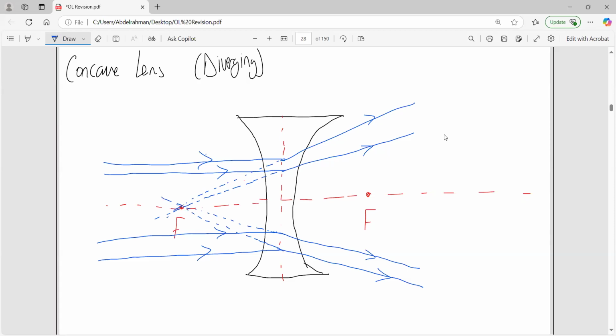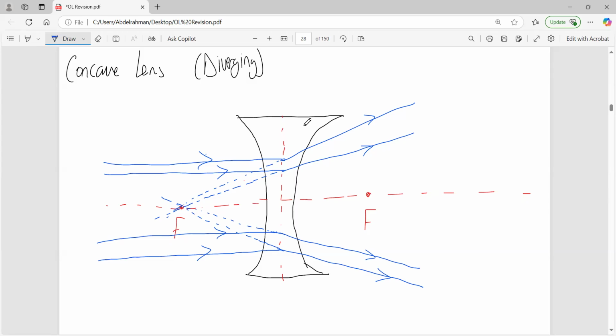Diverging lenses are used in optical lenses. I'll show you the experiment now, because sometimes we have short-sightedness, we have long-sightedness. To see the difference between these two lenses, we need to see how I can fix short-sightedness or long-sightedness. Let me show you.